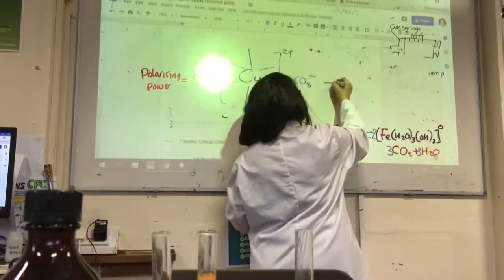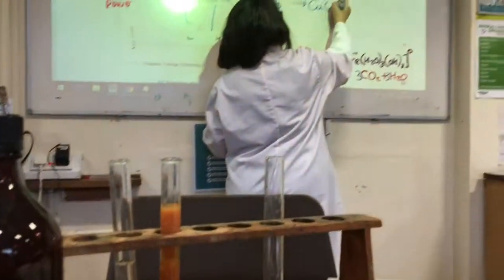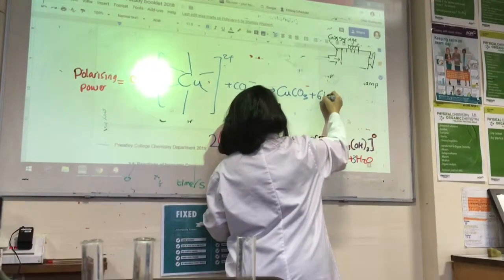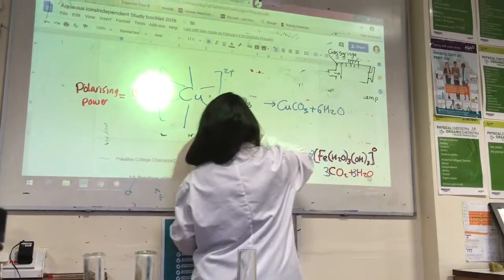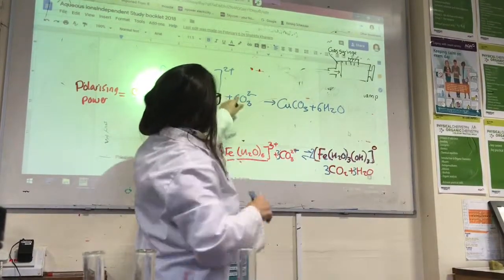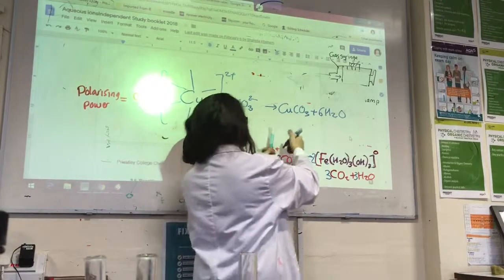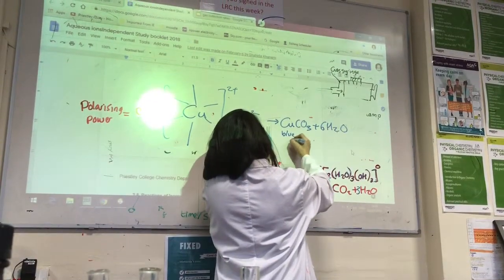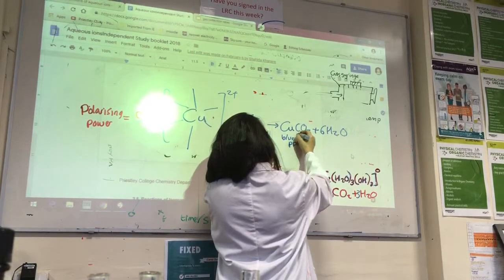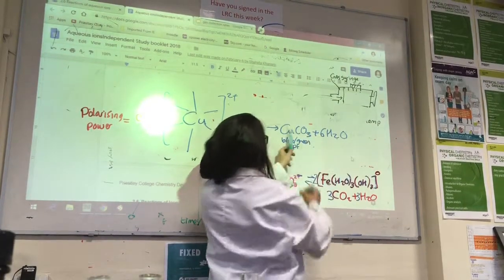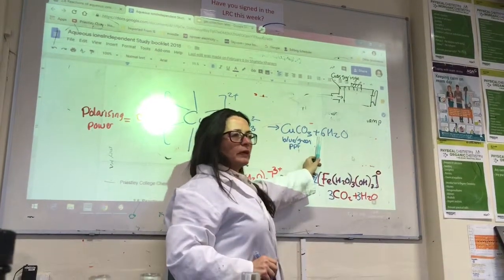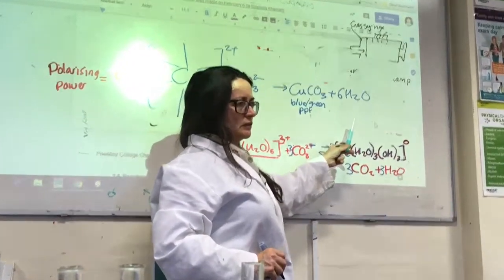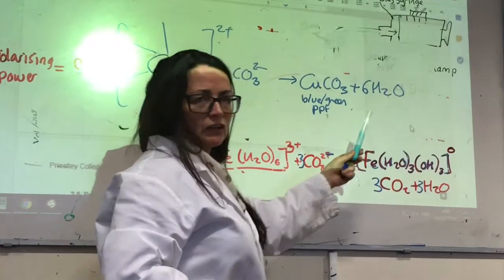And the insoluble salt is CuCO3, copper 2 carbonate. 6 waters get booted out. The charge is the same on both sides. And that is your blue, some books say green, precipitate, copper carbonate. Can anyone tell me why that reaction definitely takes place? Why will it definitely go in that direction?